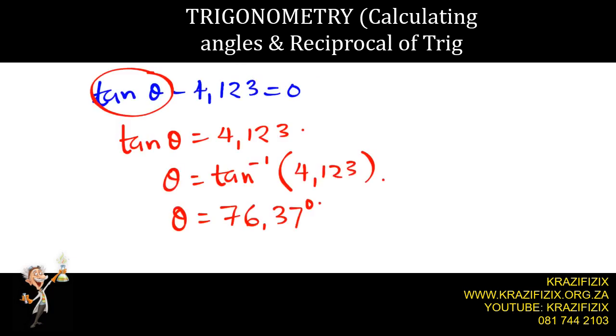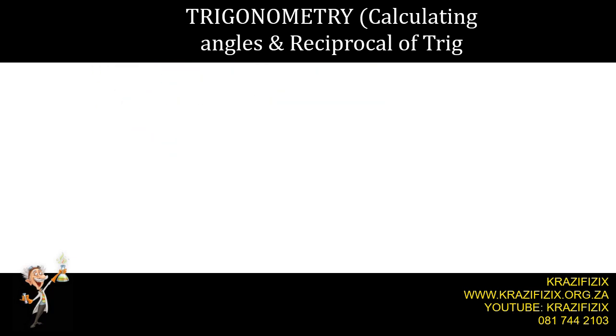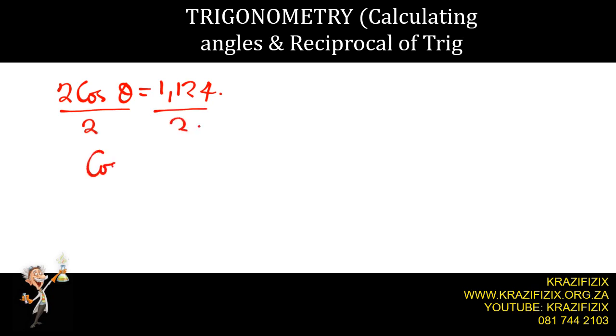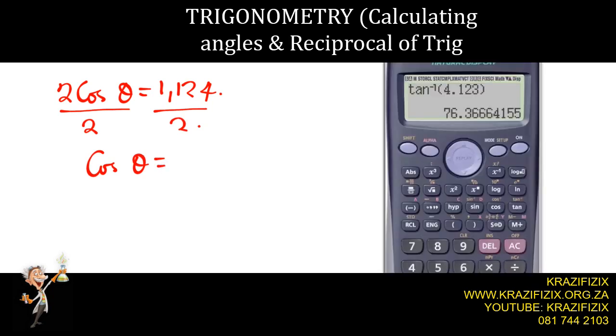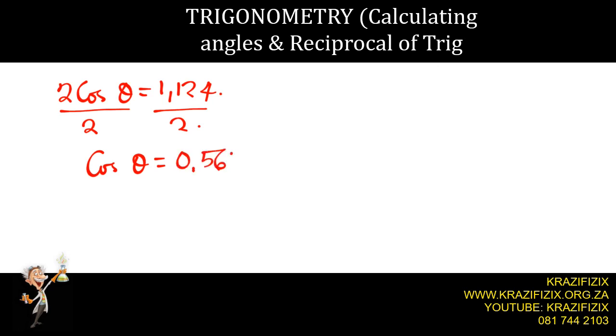Okay, a third example would be this. 2 cos theta is equal to 1,124. What do we do? We can divide both sides by 2. Remember, this is 2 multiplied, so it's still algebraic. So our cos theta, therefore, is 1,124 divided by 2, and that will give us 0,562. Therefore, theta will be what?